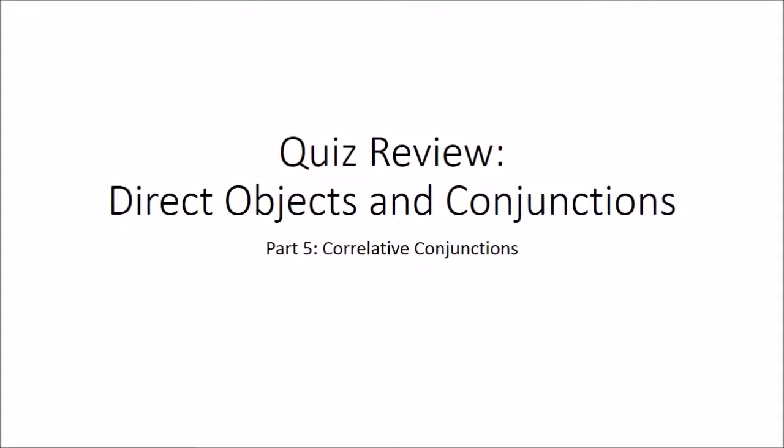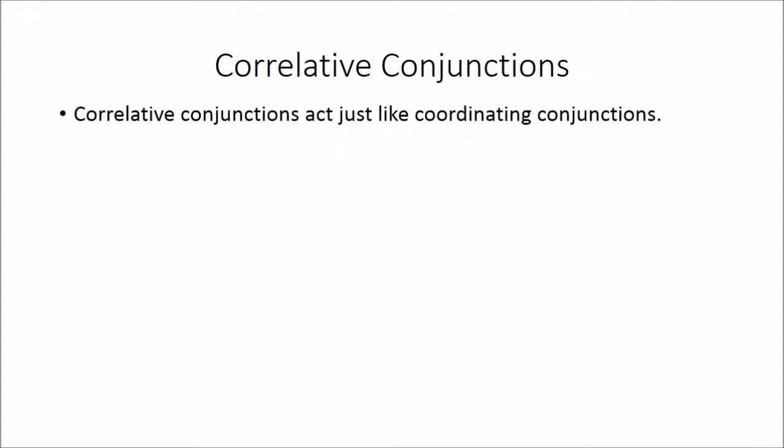Okay, this is the fifth and final review video before our quiz. The quiz is over direct objects and conjunctions. This part 5 is on correlative conjunctions. Okay, let's talk about correlative conjunctions.